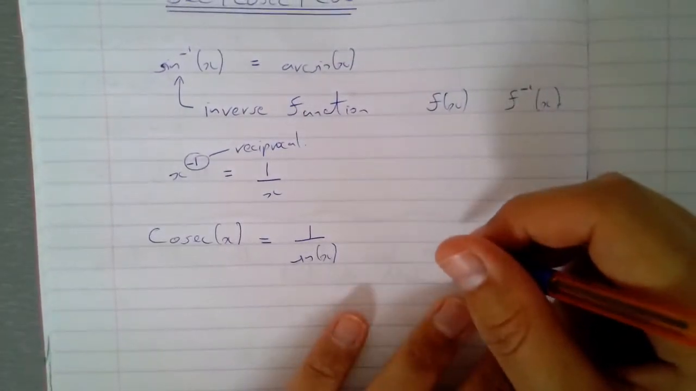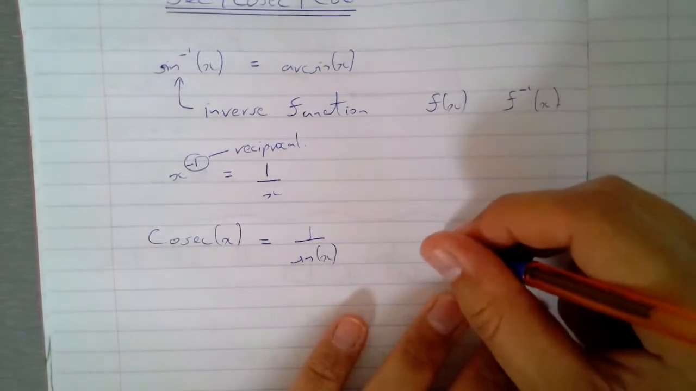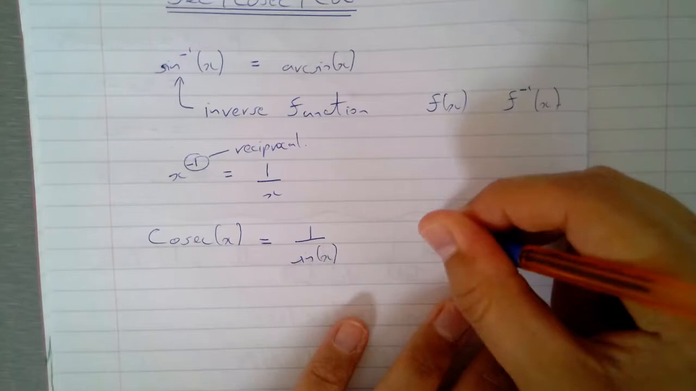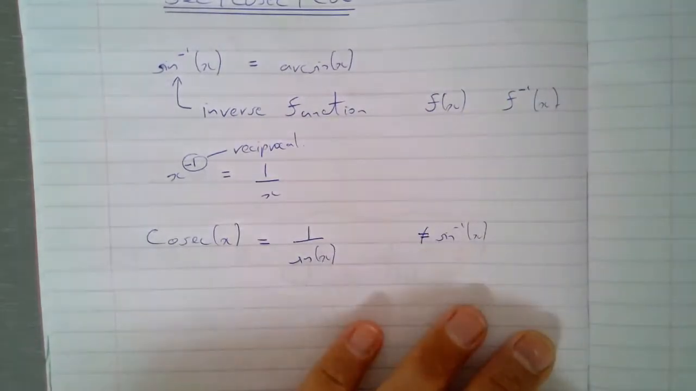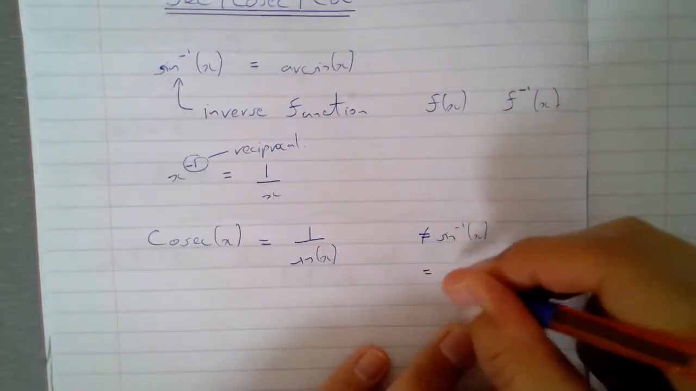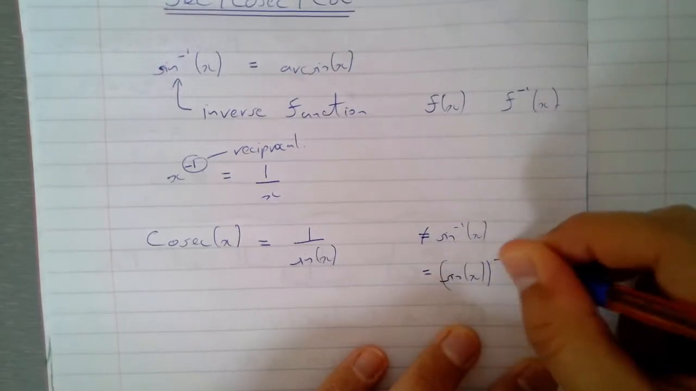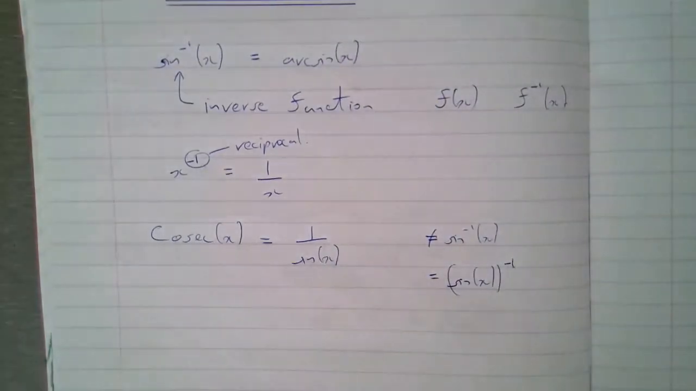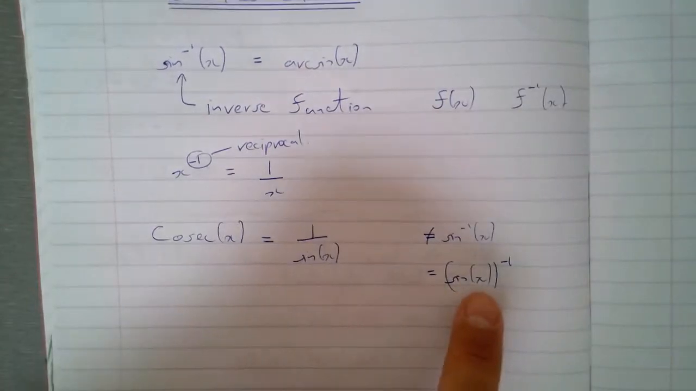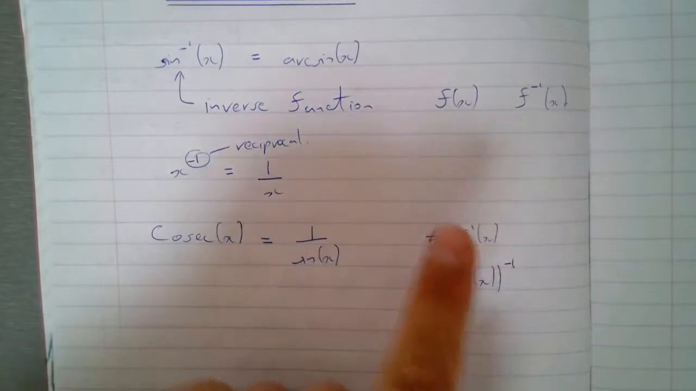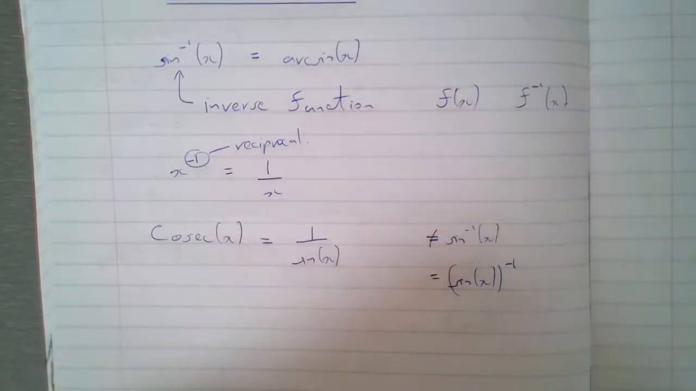So notice it is not this, because that means inverse function of sine, but it is this. The minus 1 is on the outside, so it's saying take the reciprocal of everything inside. That one's saying it's the inverse function. So there's a subtle difference there, which is really important.